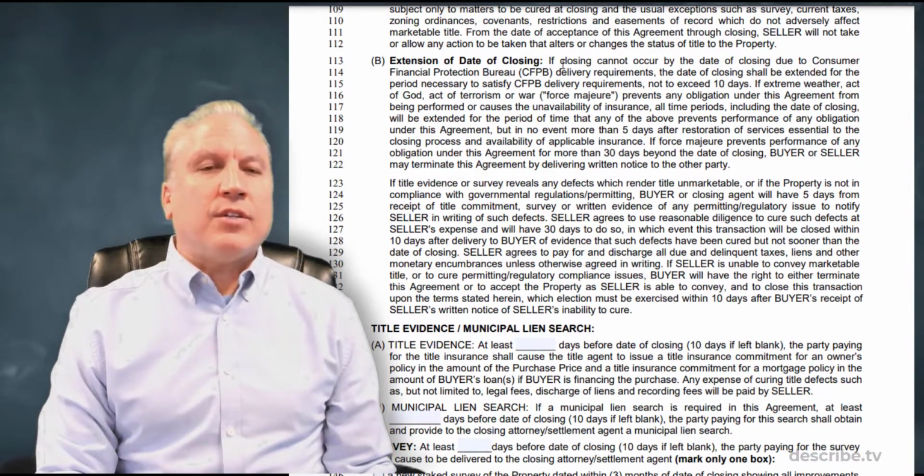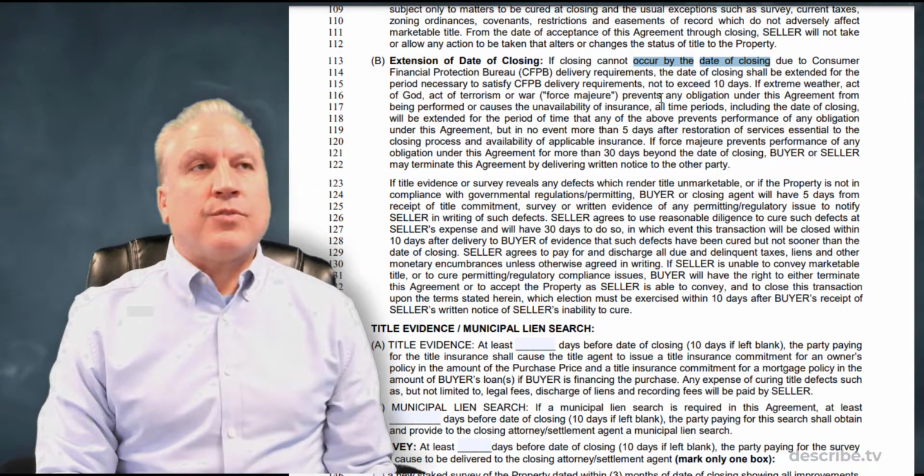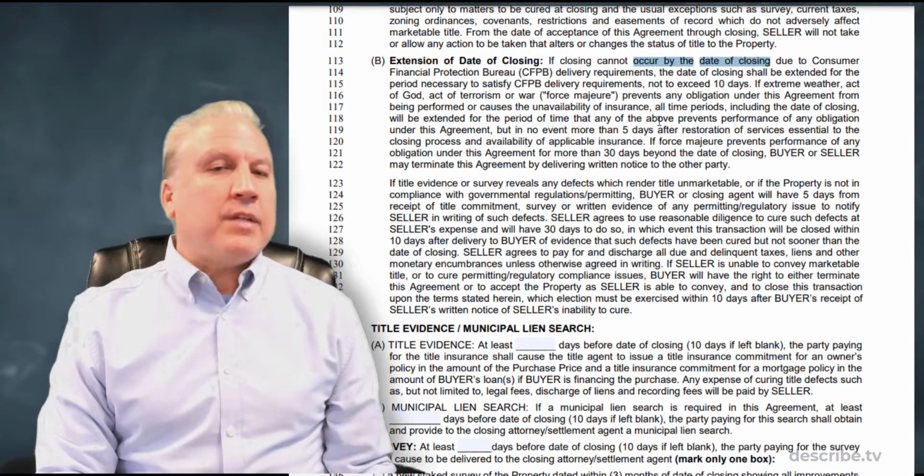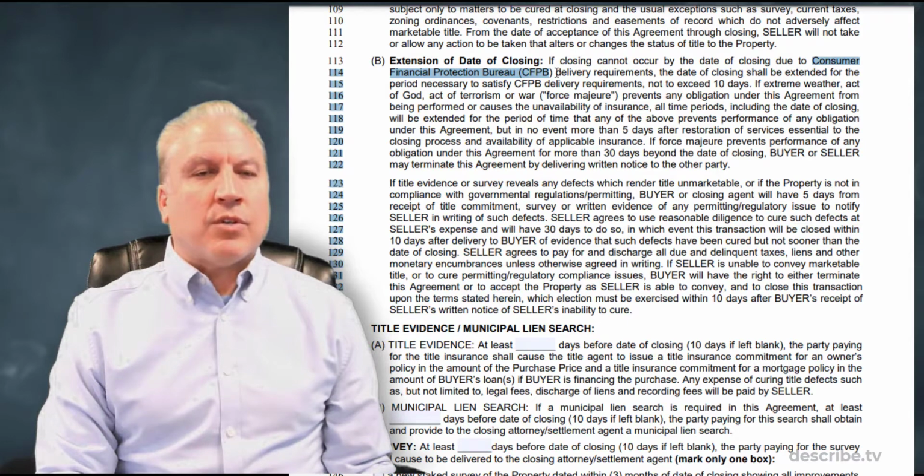What about extensions? If a closing cannot occur on the established closing date, then there's allowances for that. Depends on the reason. If it's because of something that has to do with CFPB, which has to do with the mortgage or delivery requirements, then it'll be extended.